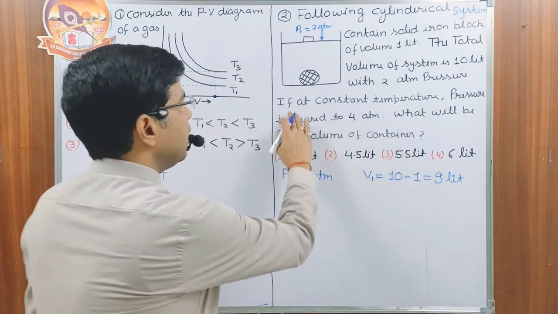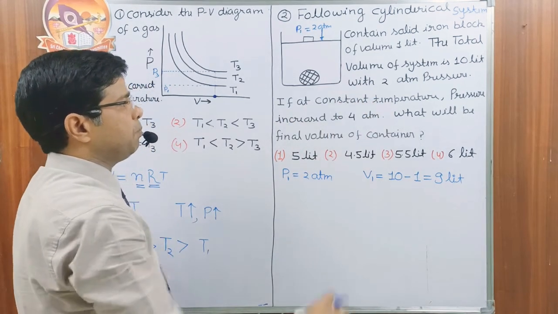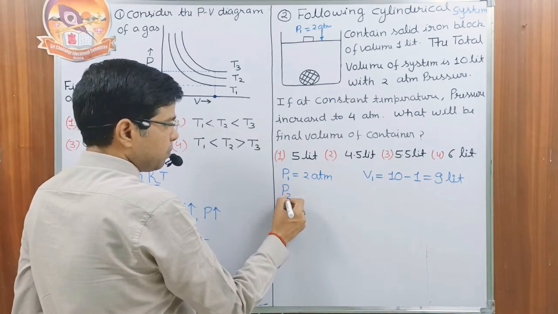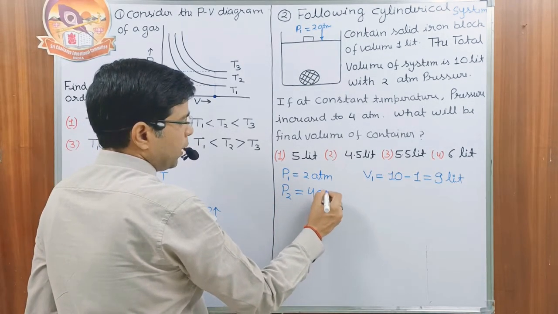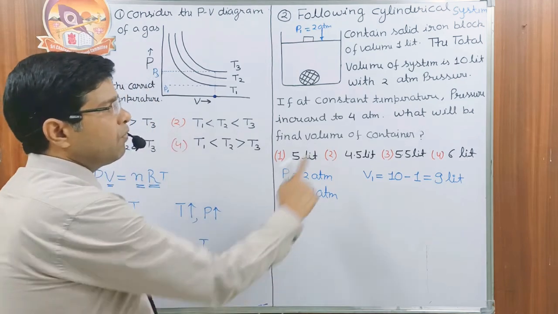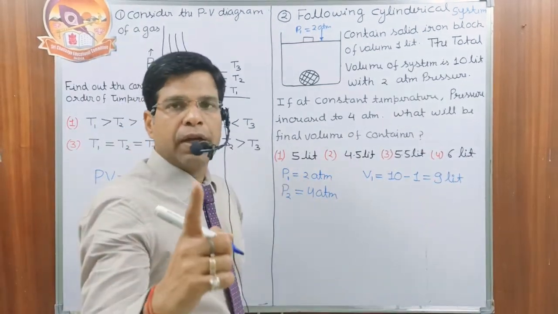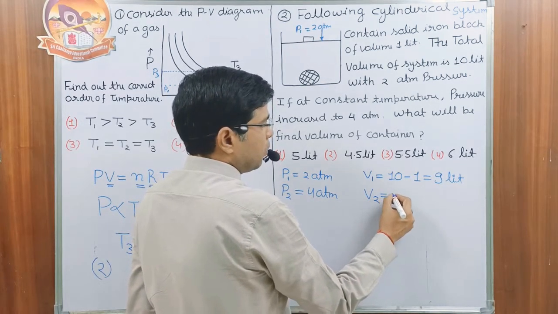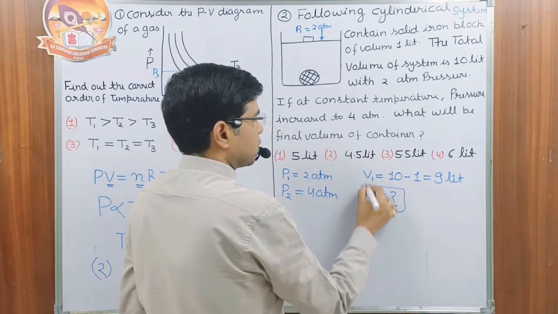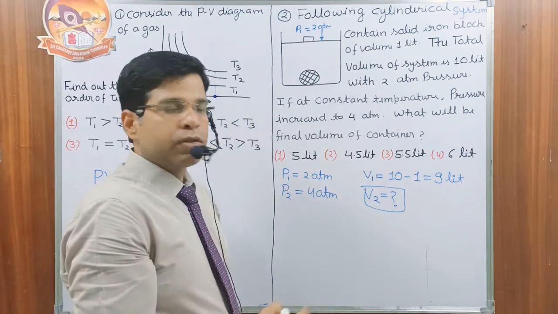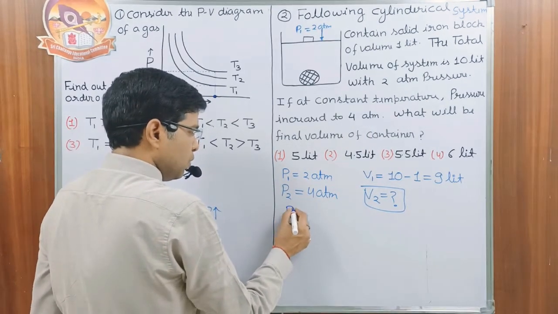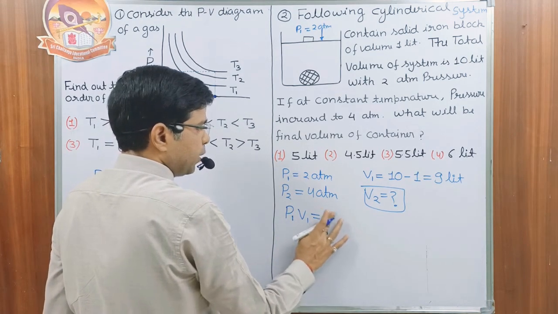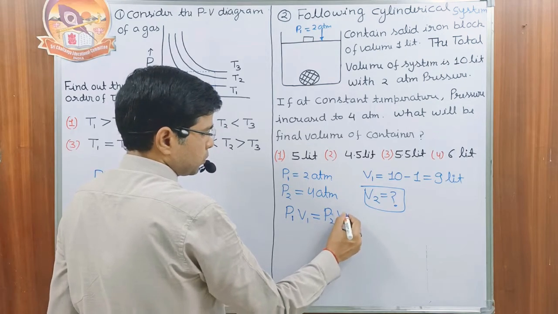Then it is given that at constant temperature the pressure is increased to 4 atmosphere. Now we change the pressure to 4 atmosphere, and we have to find the volume of the container, not the volume of the gas. Since the temperature is constant, we can apply Boyle's law: P1V1 = P2V2.